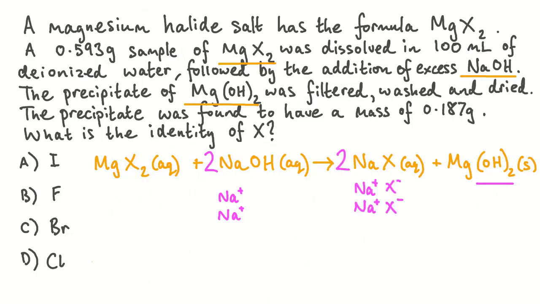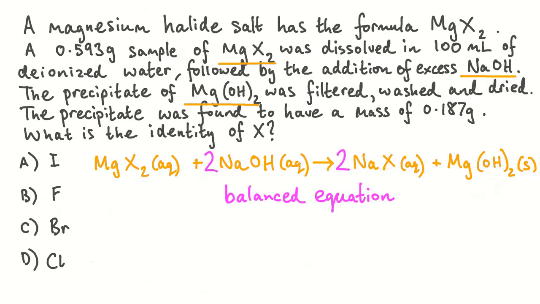We therefore need to form 2 moles of NaX, our sodium halide, which will contain 2 moles of sodium ions. 2 moles of NaX also contains 2 moles of X- or halide ions, which balance with the 2 moles of halide ions in the magnesium halide salt we started with. This equation is now balanced, and we can use it with the quantitative data provided in the question.